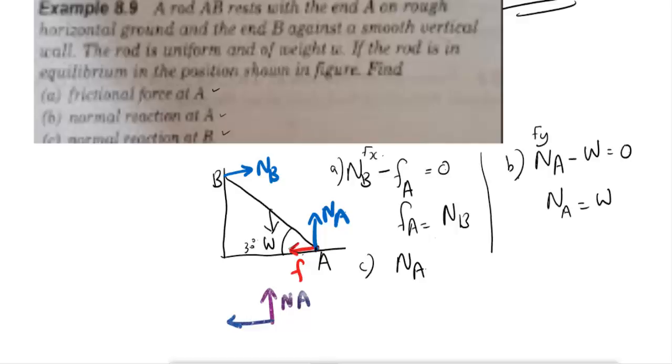This whole length is given as 2L. 2L is the whole length of the rod. So 2L makes an angle of 30 degrees. So what will be this value? It will be 2L cos 30. Okay, so force into NA into 2L cos 30.